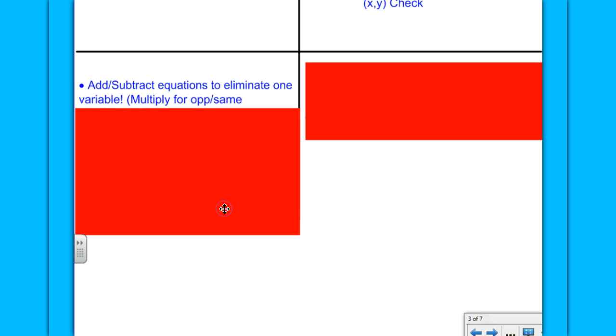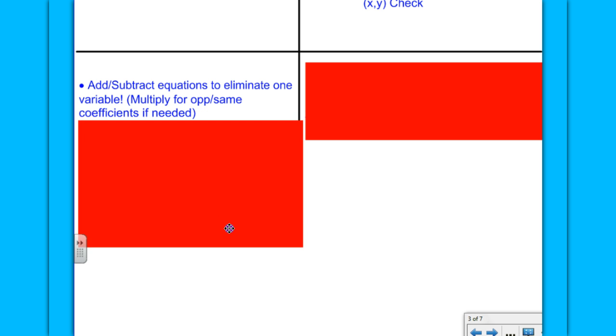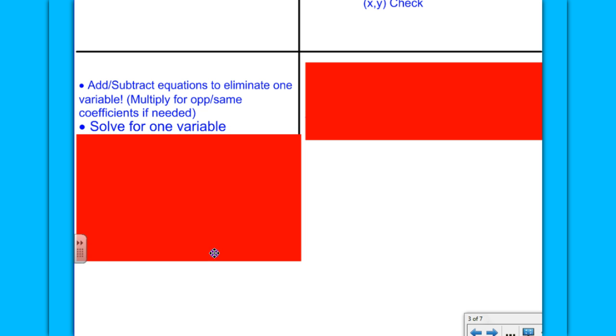Same goal that substitution has. There are times we have to multiply the entire equation to create opposite or same coefficients. Okay, so you may need to do that. Once you have eliminated a variable, what do you do? Solve for that variable. Solve for the one that's left behind. You now know one of the two. Again, you know x equals 5. So how do you find y?